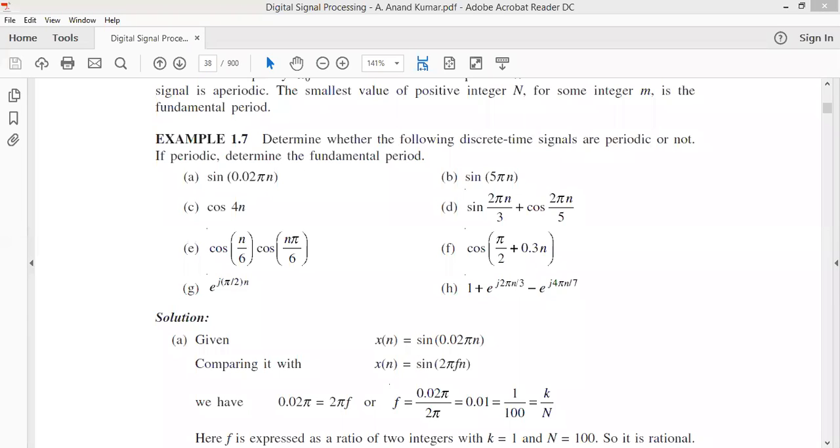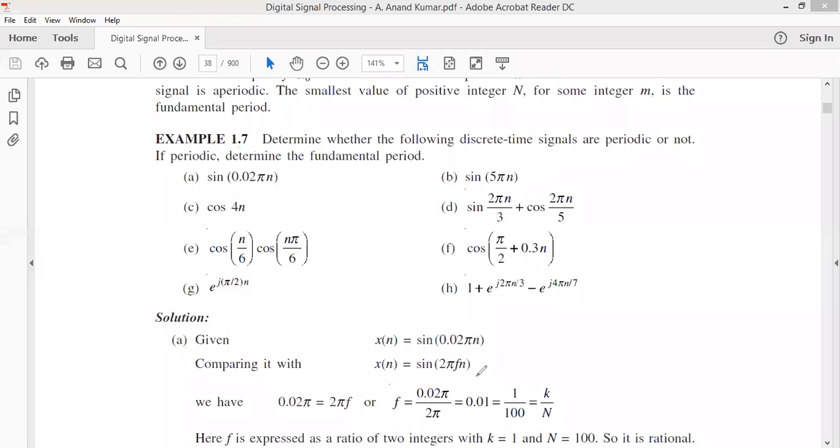Okay. See here this problem, sine 0.02 pi n. So this can be written as sine 2 pi f n. See here, we have to compare this equation with sine 2 pi f n. What should be f here? f should be a rational number. If f is a rational number, then we say that this signal is periodic, otherwise this signal is non-periodic. Okay, so find out f, compare sine of 0.02 pi n with sine 2 pi f n.